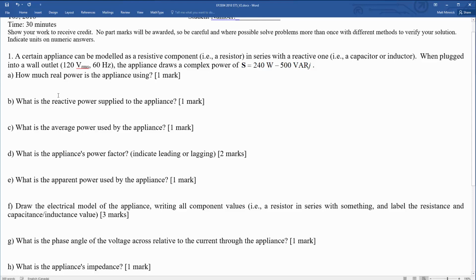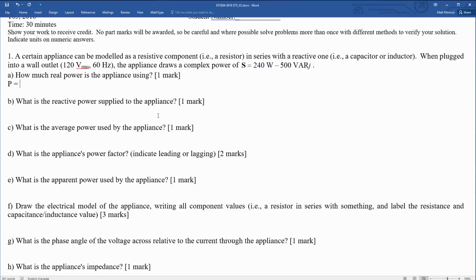Hi, this is going to be some extra AC power problems. A certain appliance can be modeled as a resistive component, a resistor in series with a reactive one, a capacitor or inductor. When plugged into a wall outlet, the appliance draws a complex power of this. How much real power is the appliance using?